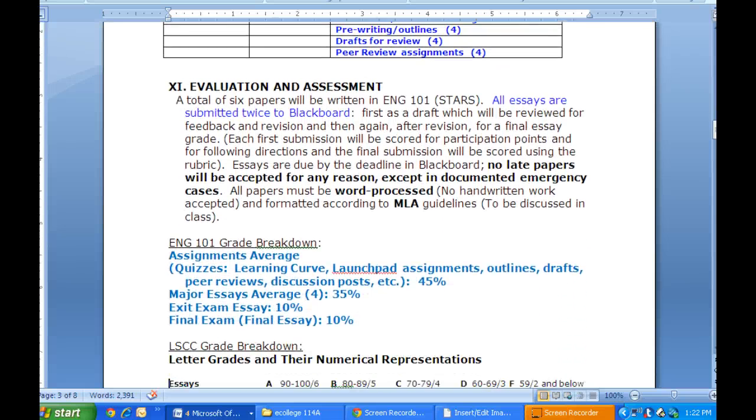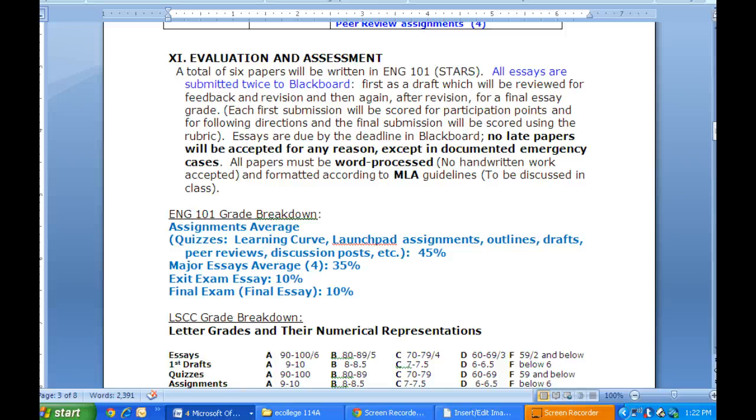Evaluation and assessment. Again, a total of 6 papers will be written in English 101, and these are required by the transfer guidelines. Okay. It says here that no late papers will be accepted for any reason except in documented emergency cases. All papers must be word processed. No handwritten work is accepted. And we will be submitting these to Blackboard, first as a draft, which will be reviewed for feedback. And then after each submission, it will be submitted again and graded. You can submit more than once, but we'll talk about the logistics of that as we go.